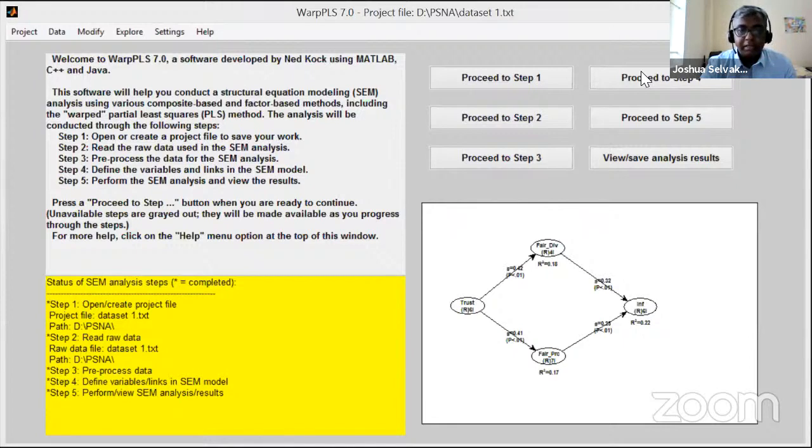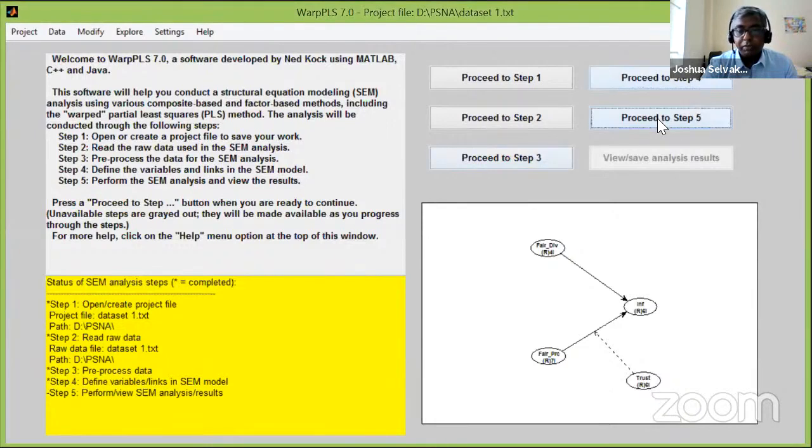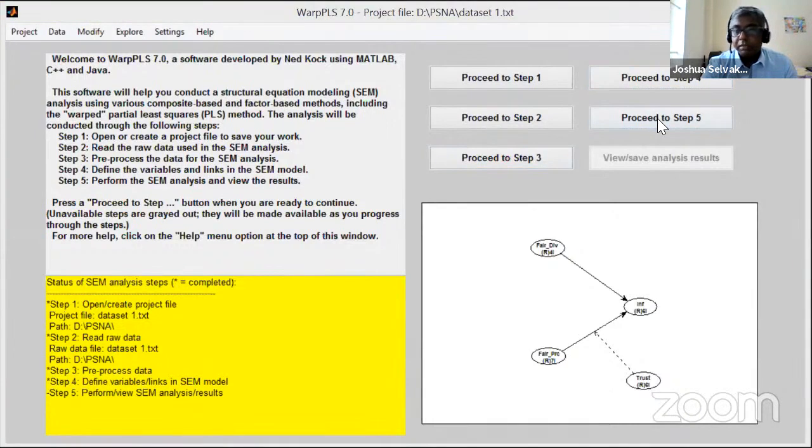I'm going to make trust the moderating variable. So create a moderating link between trust and this one. So we have a moderating link here. Now let's run and see whether it is running or not. Proceed to step 5, perform SEM analysis. Are you able to see the output? No, sir. You're not able to see the output. Okay, one minute.